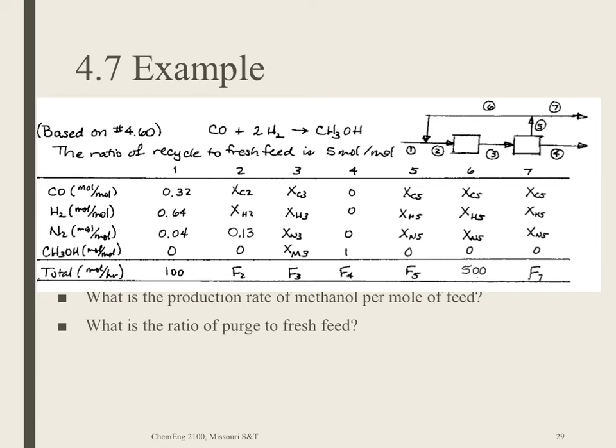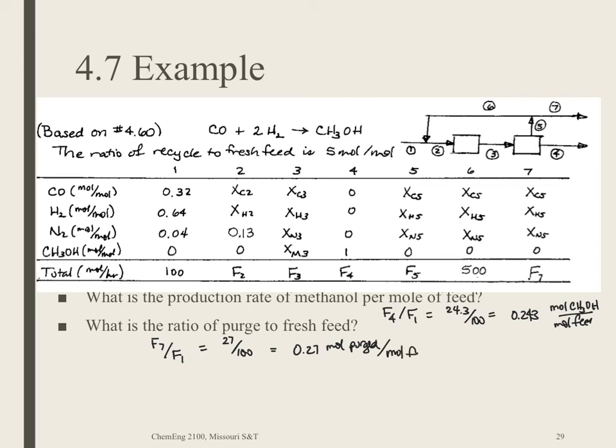So what's the production rate of methanol per mole of feed? Well, that's going to be F4 over F1. F4 over F1 is 24.3 over 100, which is 0.243 moles of methanol per mole of feed. What's the ratio of the purge to the fresh feed? That's F7 over F1, which is 27 over 100 equals 0.27 moles purged per mole fed.